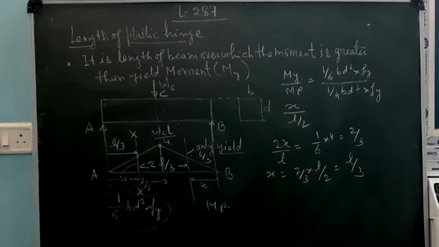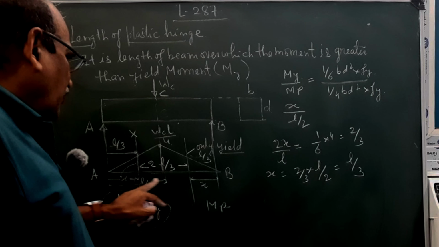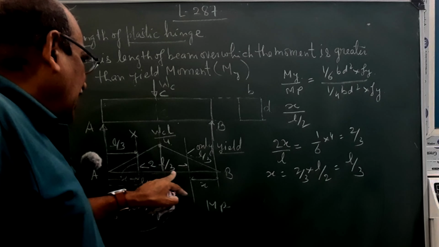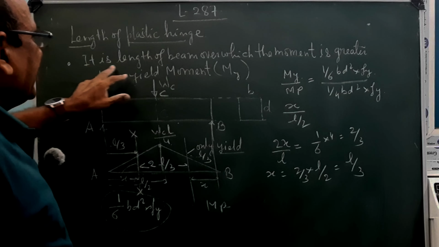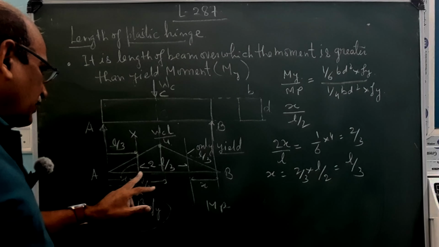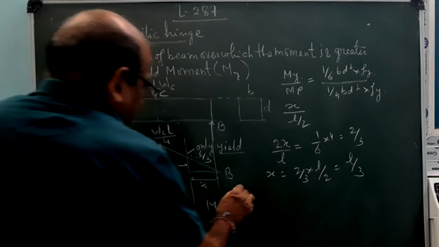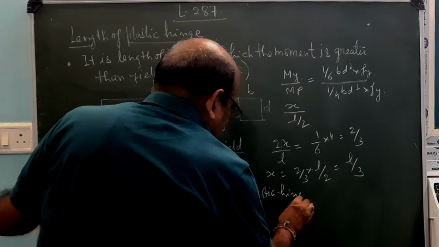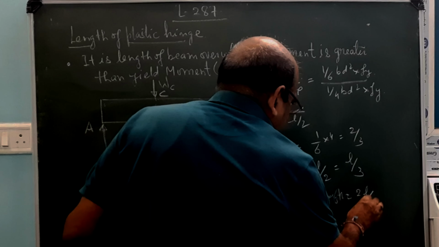So plastic hinge length, you can say from A point at L/3, from B point at L/3, or this middle 2/3 of the L equals your plastic hinge. So it is the length of beam over which the moment is greater than the yield moment. So these are the points. This length is 2L by 3. So plastic hinge length will be your 2L by 3.